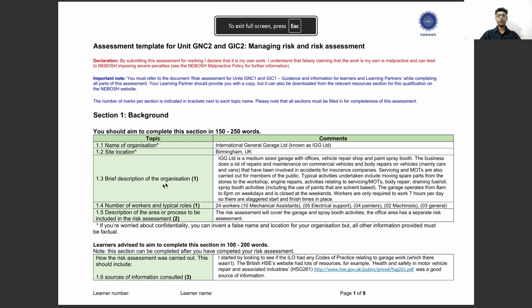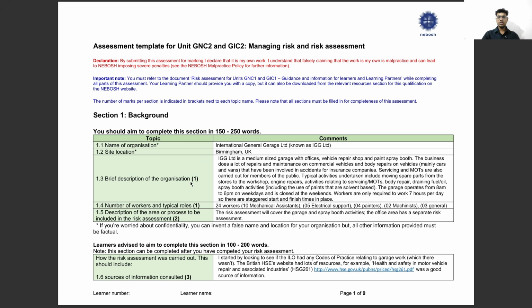So now coming to 1.3, that is the brief description of the organization. Here you should give a brief description of the organization. Understand, you should make the examiner understand what organization it is. It is about the company, so you should say what that company is about.